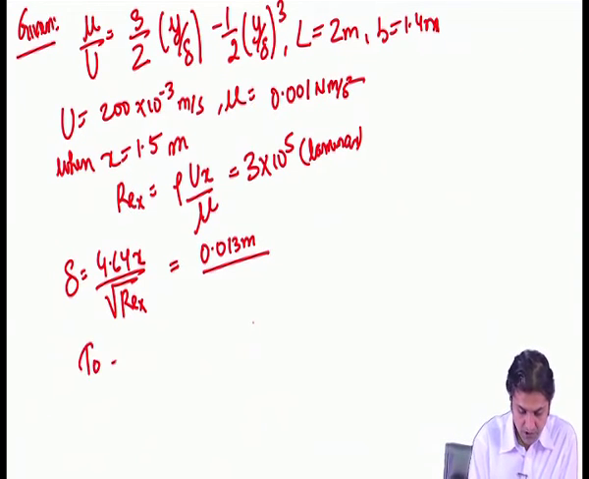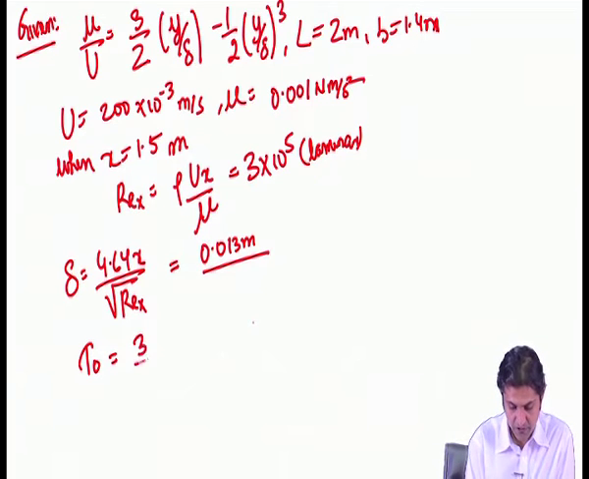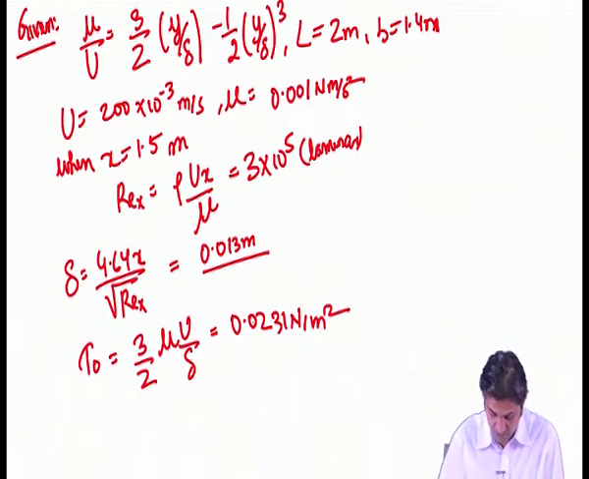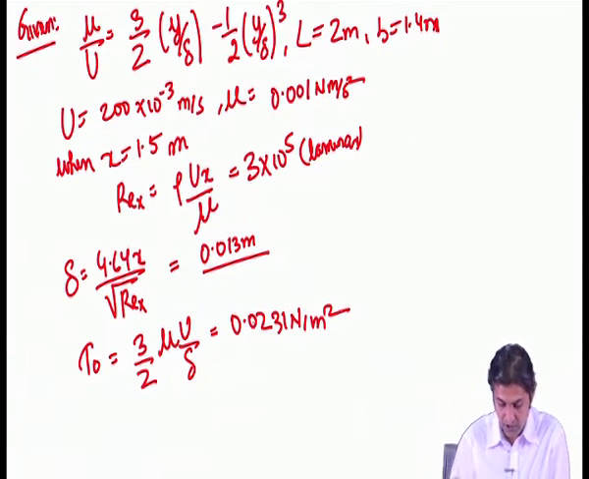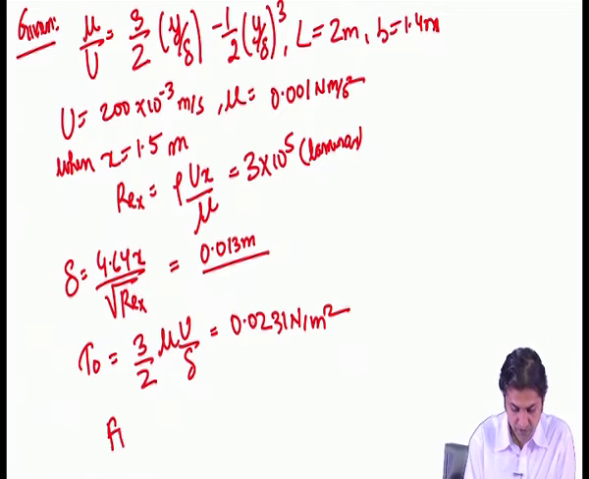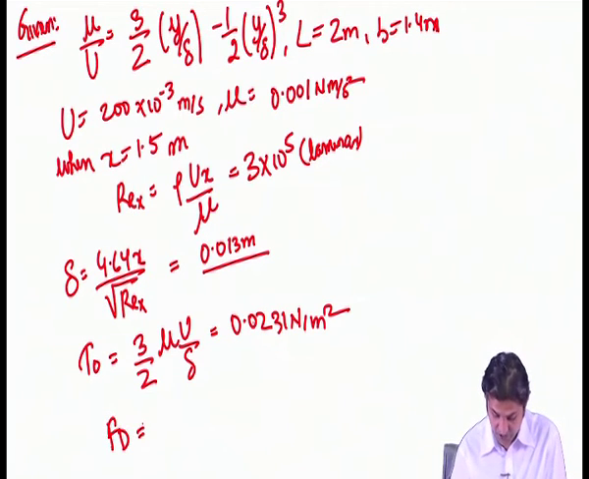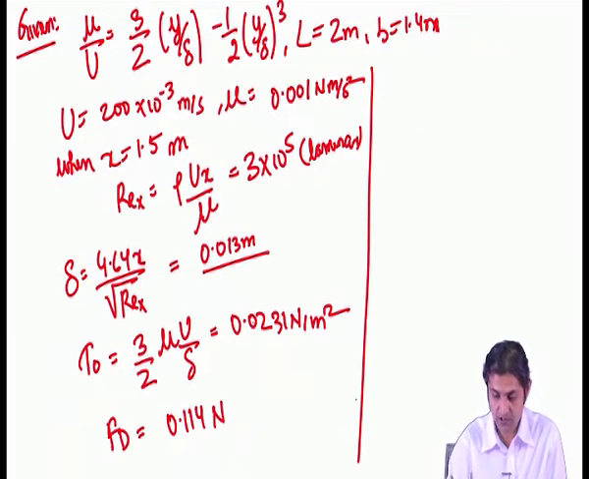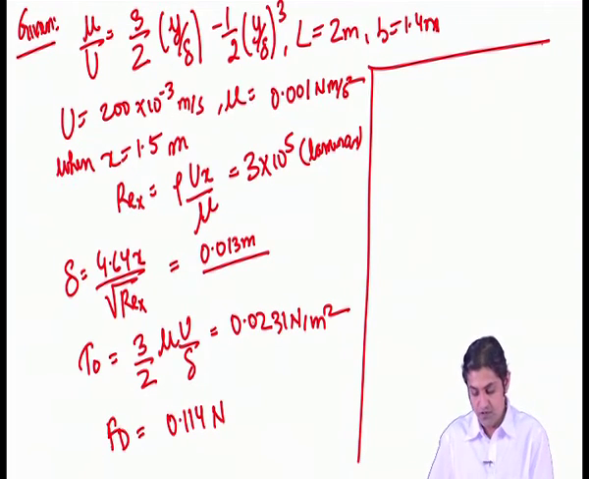And for the wall shear stress we have already derived 3 by 2 mu U by delta, and after substituting in the values you will get 0.0231 Newton per meter square. This is simply substituting in the values. And similarly, if we put in Fd, the drag force that we have derived in the last lecture, it will come out to be 0.114 Newton. You should verify it actually, okay. Just substitute in the values.